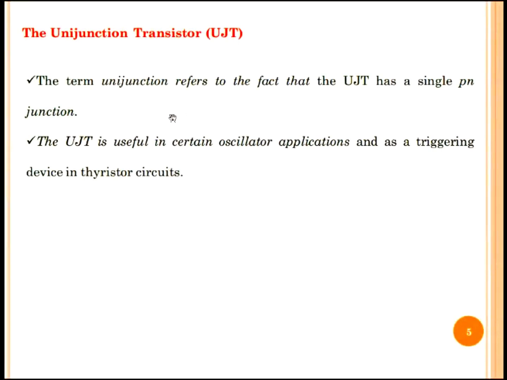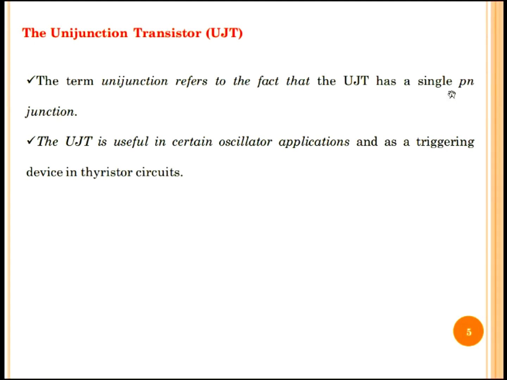Finish the Unijunction transistor, then I will explain the energy level diagram required for the tunnel diodes. Okay. So coming to the Unijunction transistor, we also call it, in short form, a UJT. The term Unijunction refers to the fact that the UJT has a single PN junction.